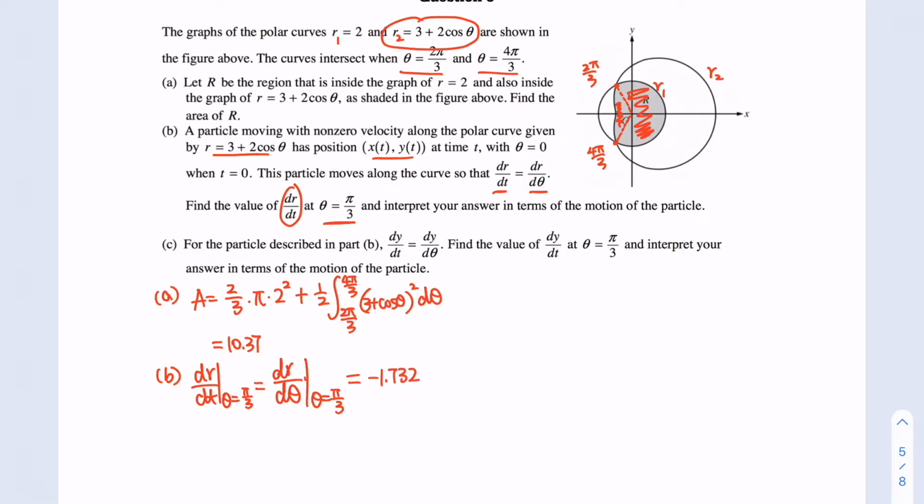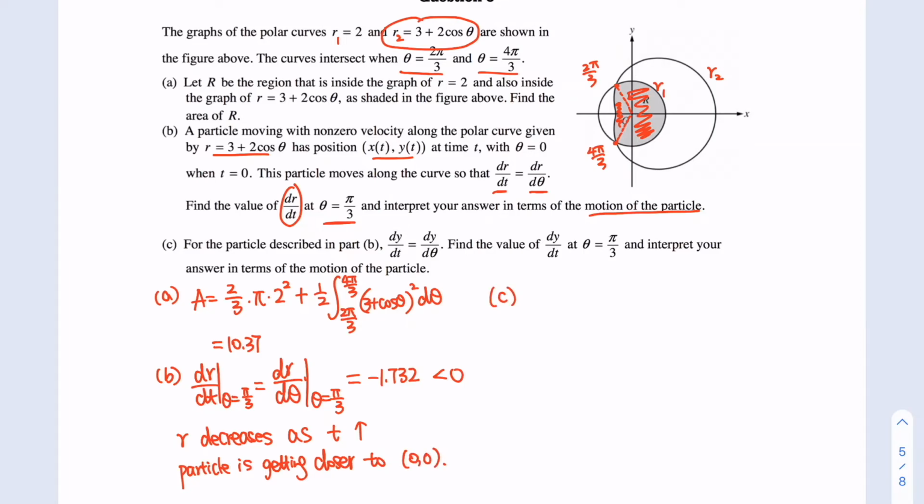1.732. What can we say about the motion of the particle? Because dr over dt is negative, that means r decreases as t increases. So that means as t keeps going, r is becoming smaller and smaller. So the particle is getting closer to the origin.